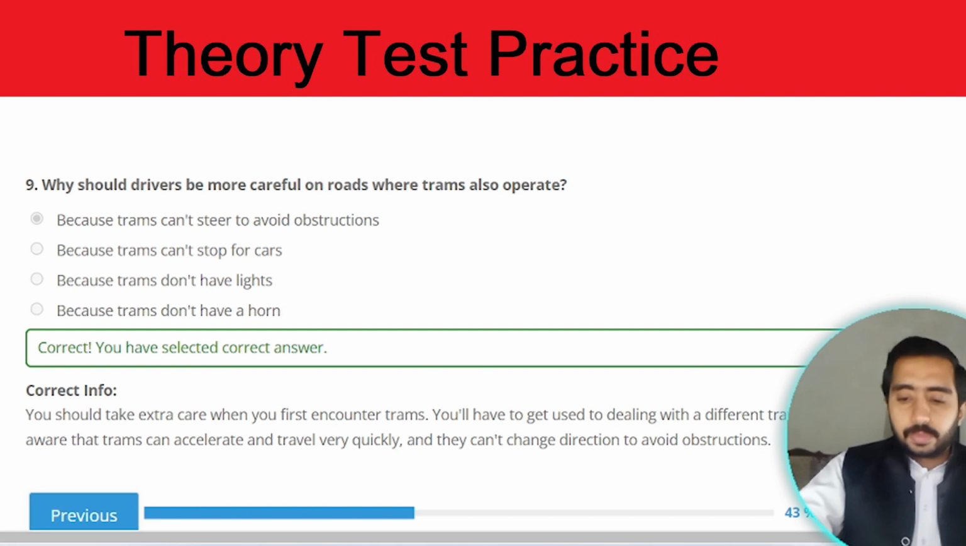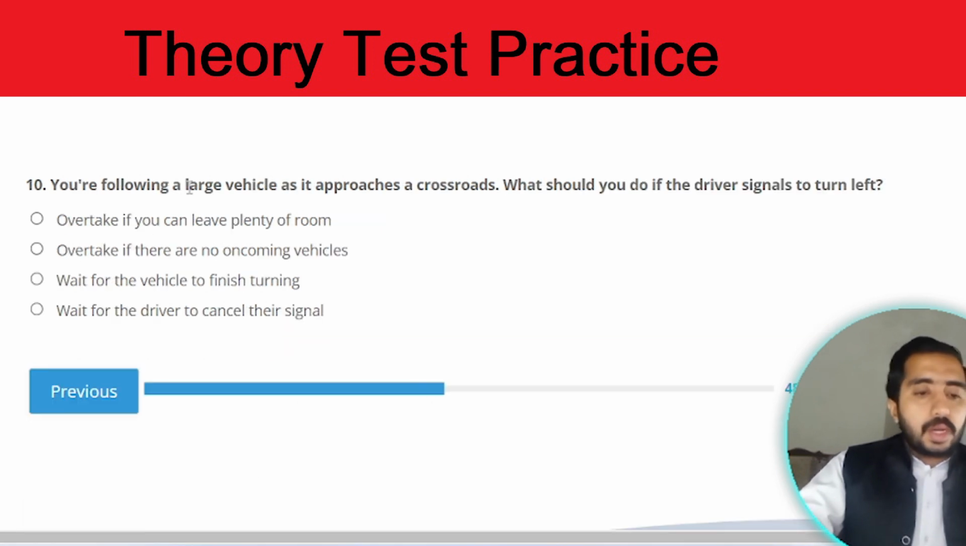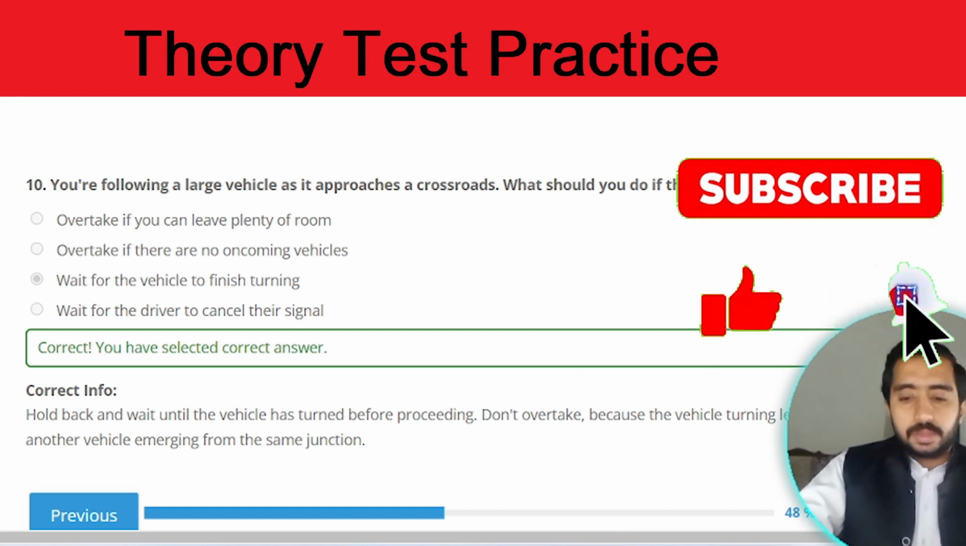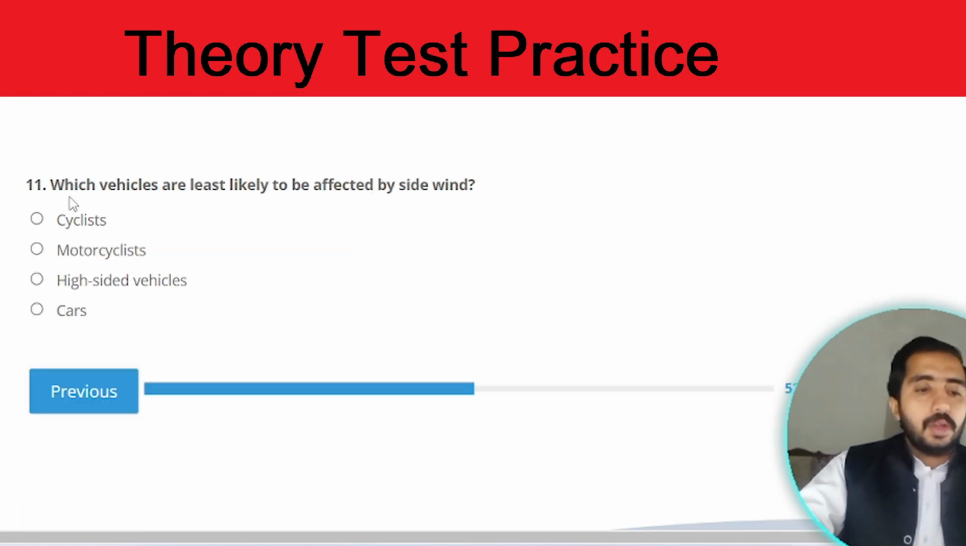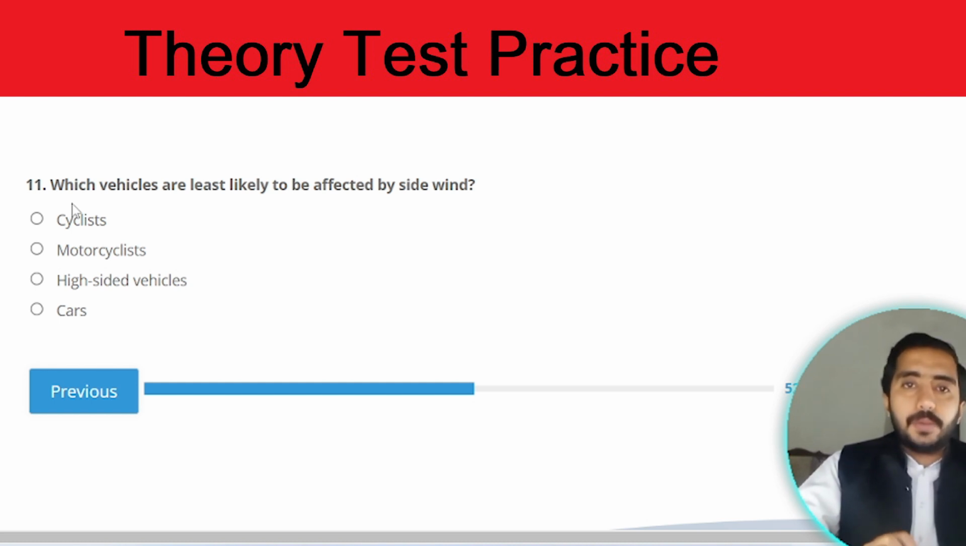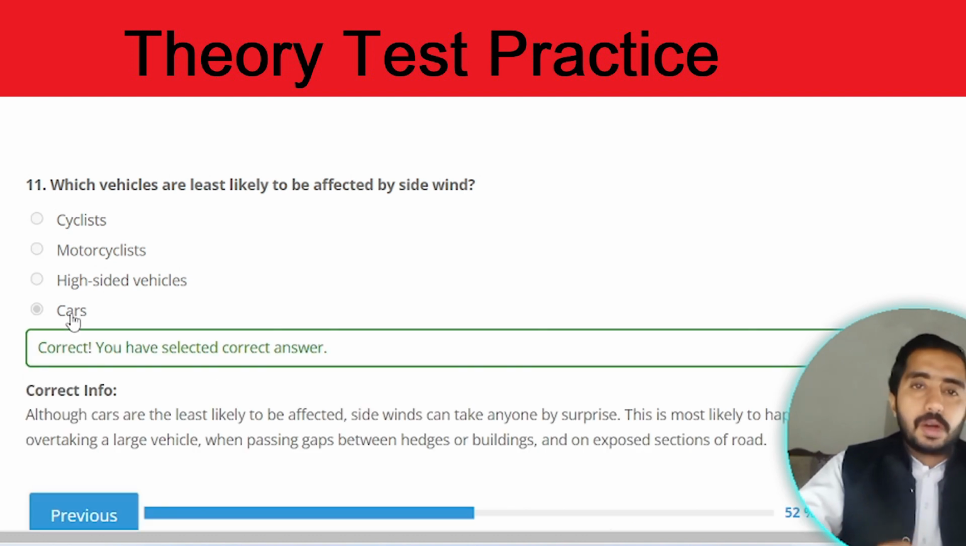Next one. You are following a large vehicle as it approaches a crossroad. What should you do if the driver signals to turn left? The correct answer is wait for the vehicle to finish turning. Next one, question 11. Which vehicles are most likely to be affected by side wind? The vehicles most affected by side winds are cars.